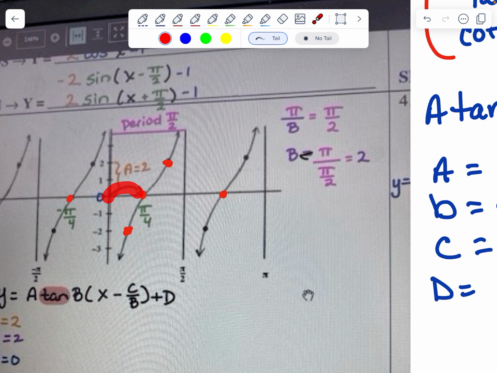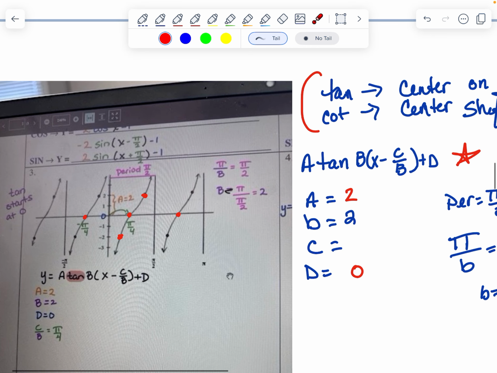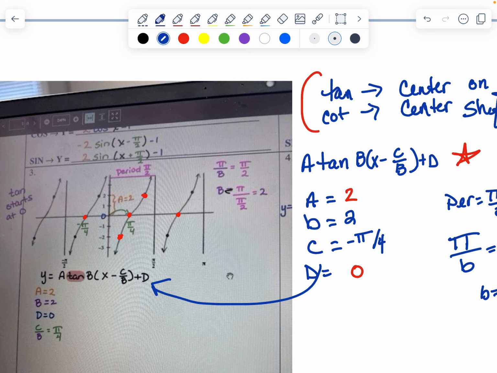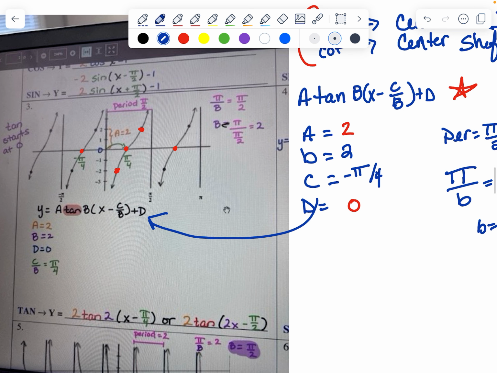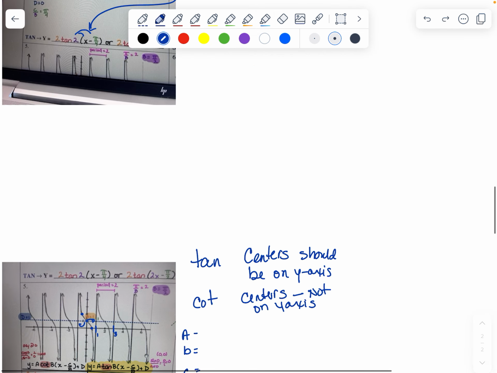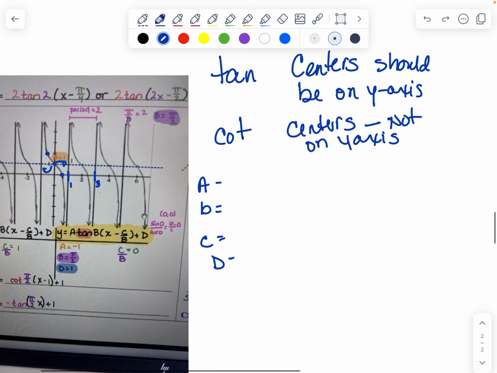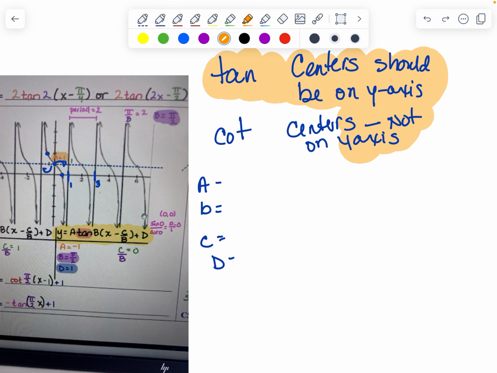This shifted. The first center was at pi over 4, so our C value is negative pi over 4. And you're going to take all those numbers and put them right in there. There we go. If you want to distribute out the 2, you'll get that one. Okay, our last one. And I wrote a little note up here for you that you'll want. I'll talk about it at the end.